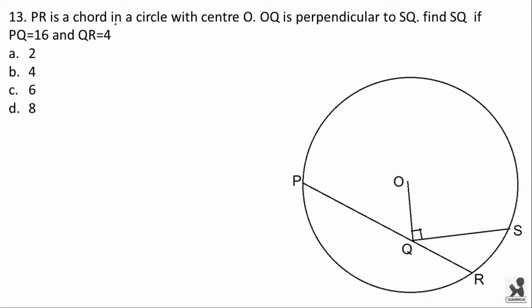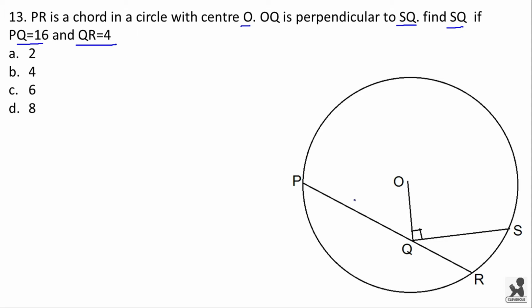PR is a chord in a circle with center O. OQ is perpendicular to SQ. Find SQ if OQ is equal to 16 and QR is equal to 4.